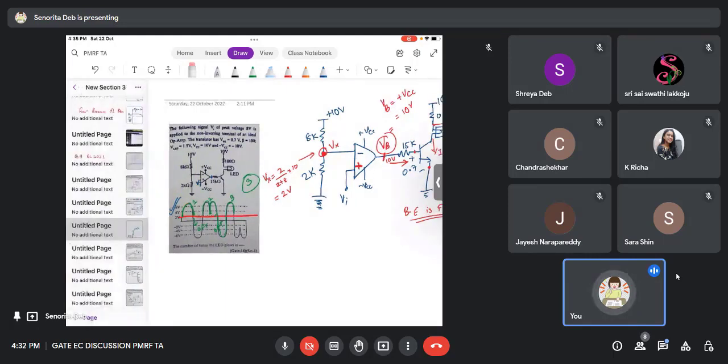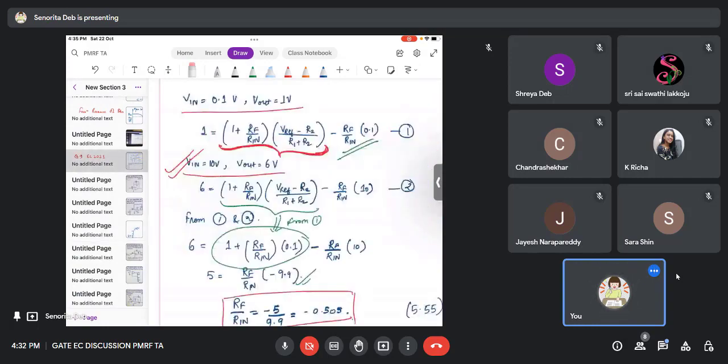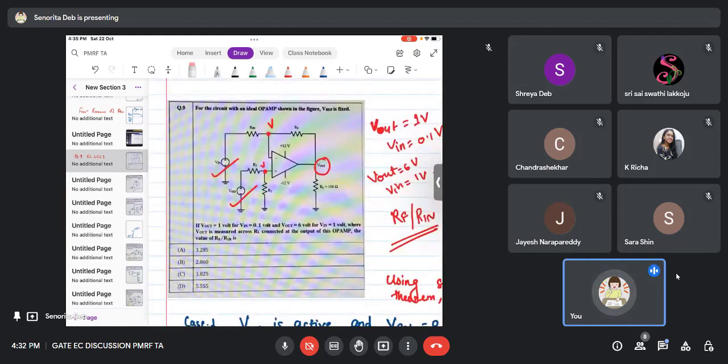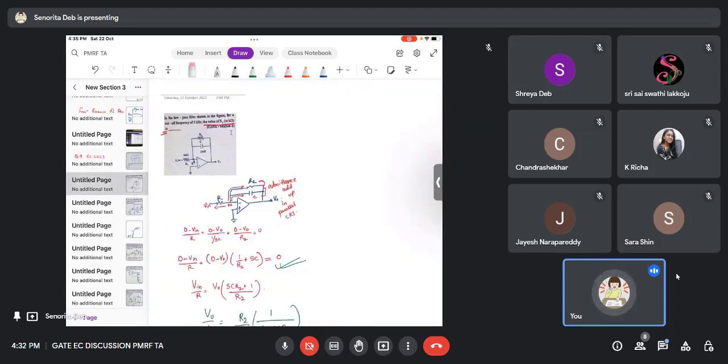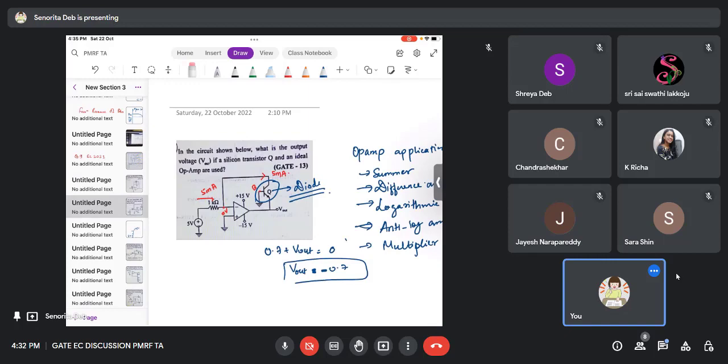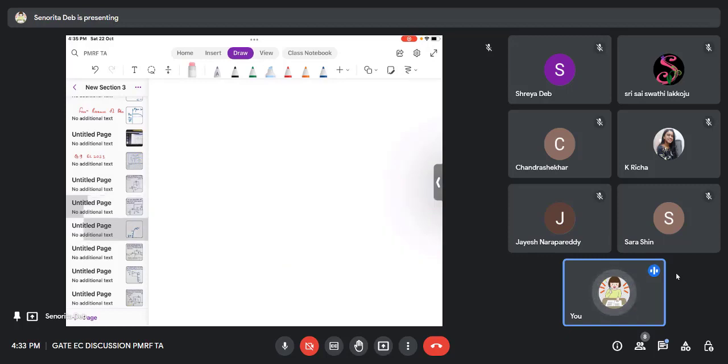So we saw the first question where we applied the superposition theorem. There were two sources and we applied superposition to solve it. The next question was a frequency response kind of question, a low pass filter was given, R2 was asked and frequency was given, so this was an easy question. The next question we saw was a logarithmic amplifier, which is also an easy question. This was a 1 mark question in GATE 2013. And this is the next question that we saw.